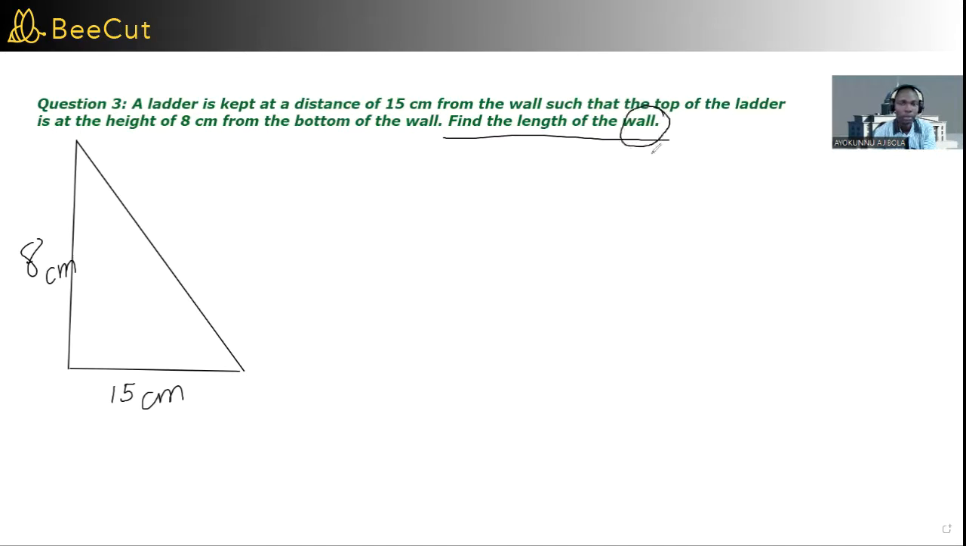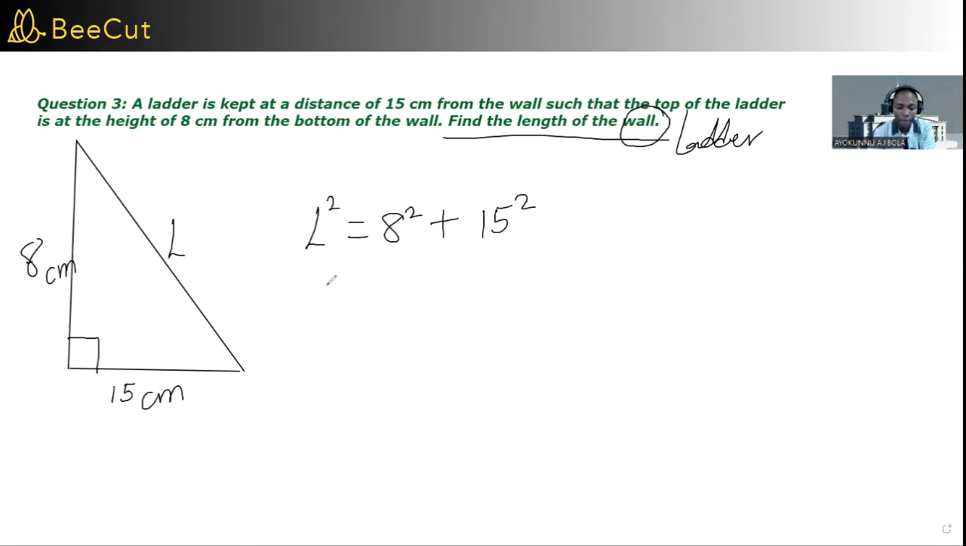Not sure. It shouldn't be the length of the wall. It should be the length of the ladder. So I'll find the length of the ladder, and that means I'm looking for length L of the ladder. Here L stands as the hypotenuse. So I say L squared equals 8 squared plus 15 squared.